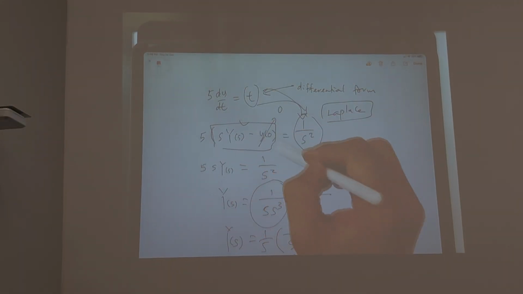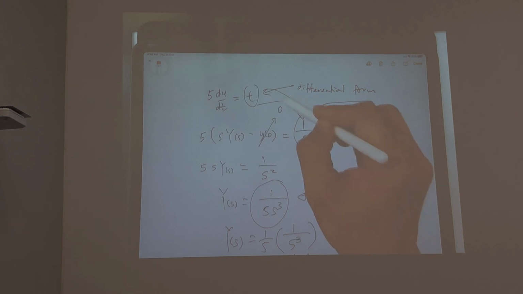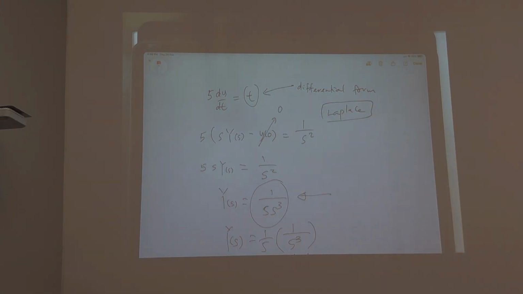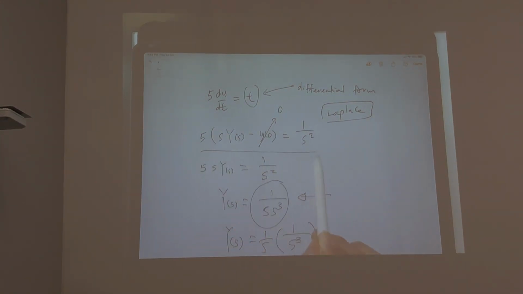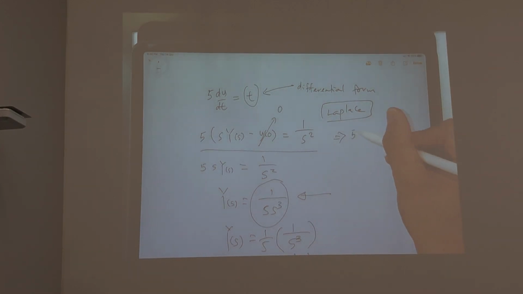I don't want to make it very messy here, so I do it again. Alright, like this. After transform, this is the equation I have. Now the question is telling you this small y at time t equal to 0. So this becomes 5sY minus 0 equals 1 over s power 2, correct? Minus 0 I don't need to write, so I take it out.